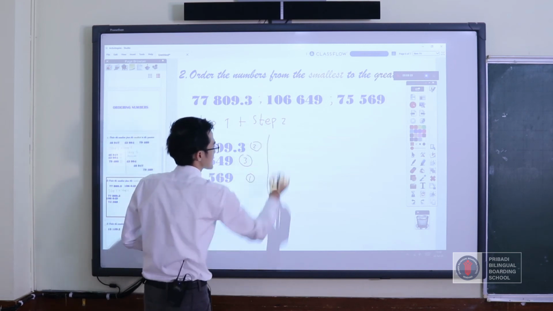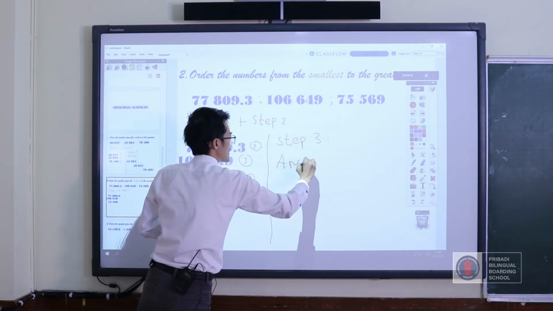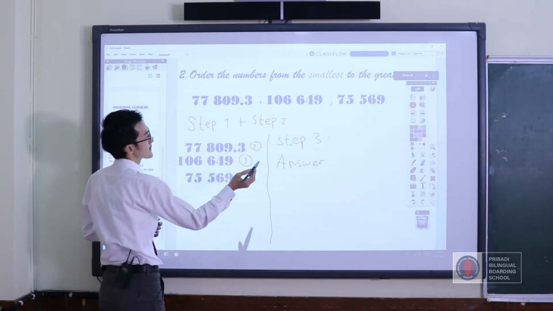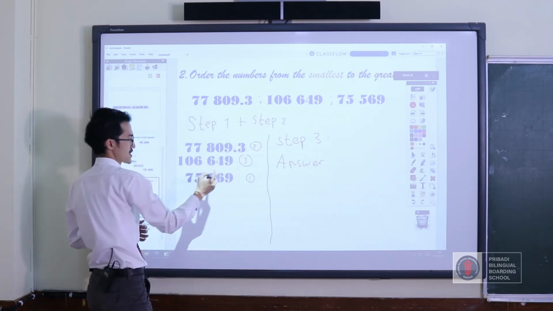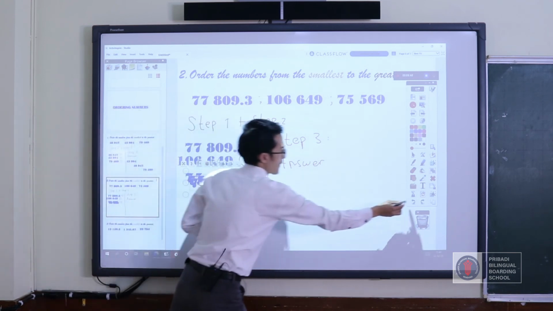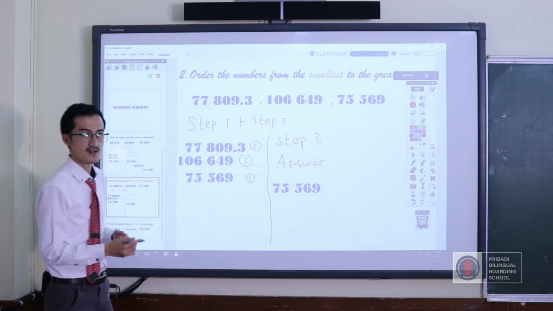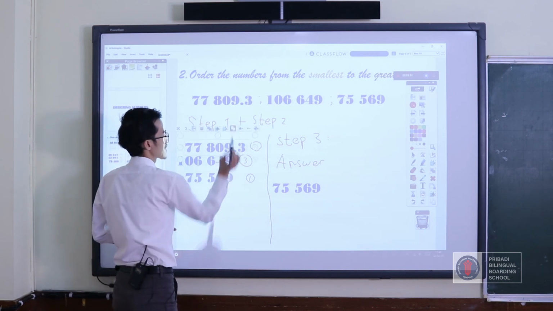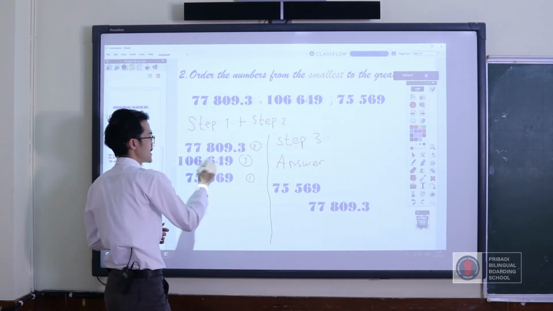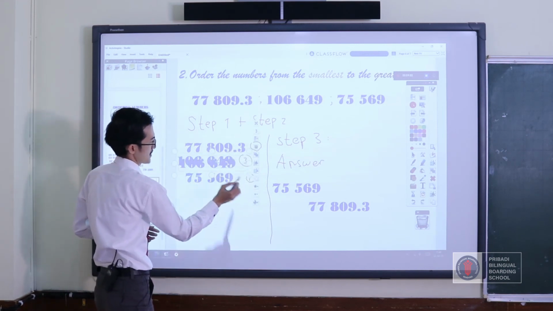Okay, the last step. Now we are going to write the answer. If you already have the answer, please write it again. Here, the smallest one is 75,569. Copy first, okay. And then you write it here. And then the second one is 77,809.3. I will copy, okay. And then the last one is 106,649. Okay. Copy.